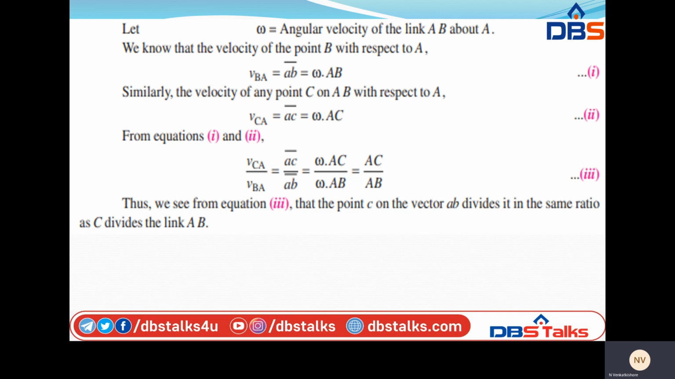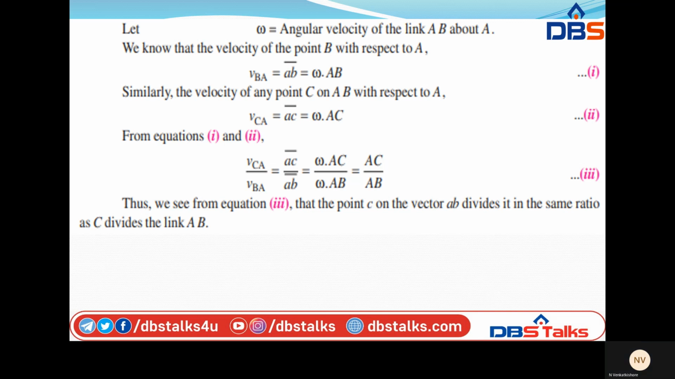So from equations 1 and 2, VCA by VBA is omega AC by omega AB. Omega will be cancelled, leaving AC by AB. Thus from equation 3, the point C on the vector AB will divide it in the same ratio as C divides the link AB.